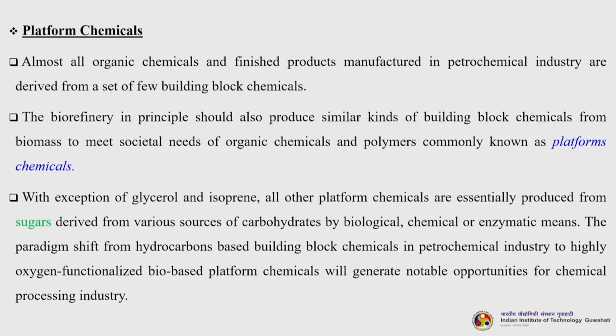Almost all organic chemicals and finished products manufactured in petrochemical industry are derived from a set of few building block chemicals. The biorefinery in principle should also produce similar kinds of building block chemicals from biomass to meet societal needs of organic chemicals and polymer, commonly known as platform chemicals. With exception of glycerol and isoprene, all other platform chemicals are essentially produced from sugars only, and they are being derived from various sources of carbohydrates by biological, chemical or enzymatic means.